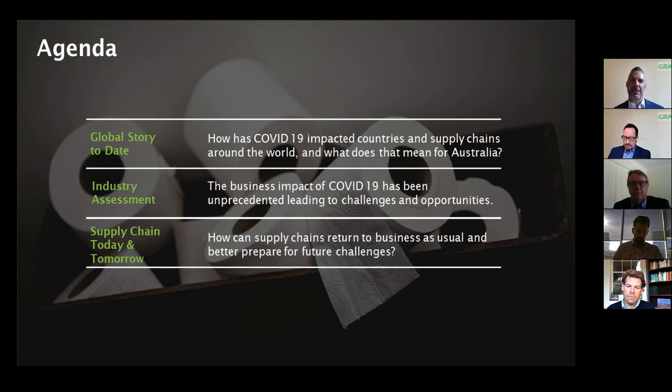And then I think the really important part of the discussion is, what does it mean for moving forward? So are we seeing any new capabilities that perhaps were once seen as a competitive advantage that might now be seen as a fundamental necessity? What are the lessons learned? And what are some of the capabilities that we need to enhance to be successful moving forward?